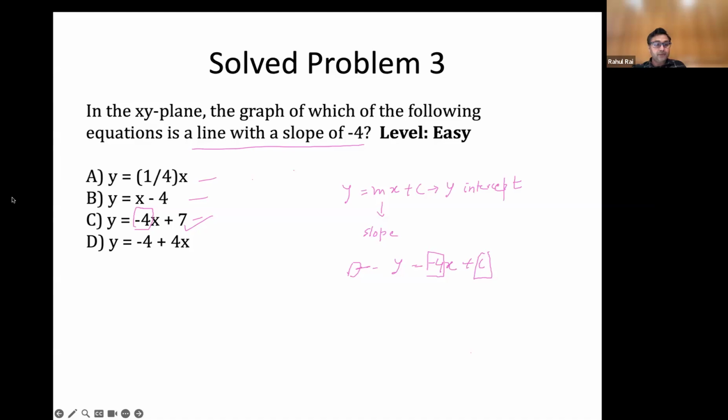And all of you got that right. So this tells me that you have this concept very, very clear. And again, this is an easy problem.